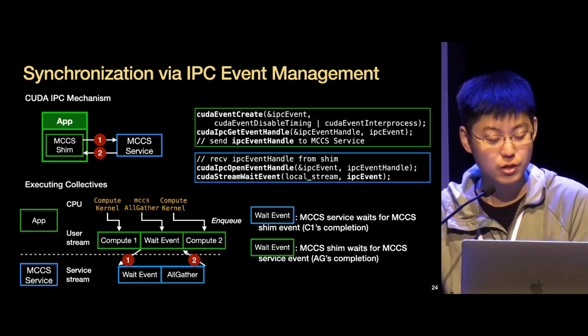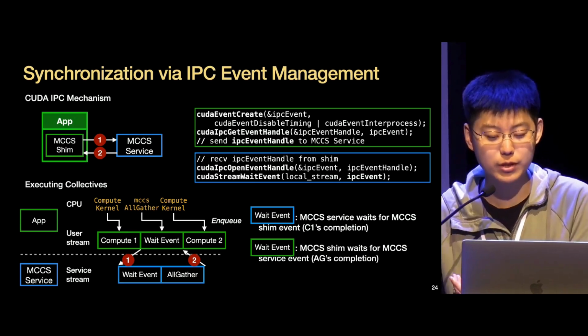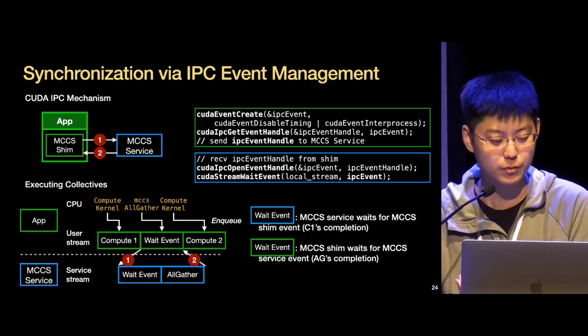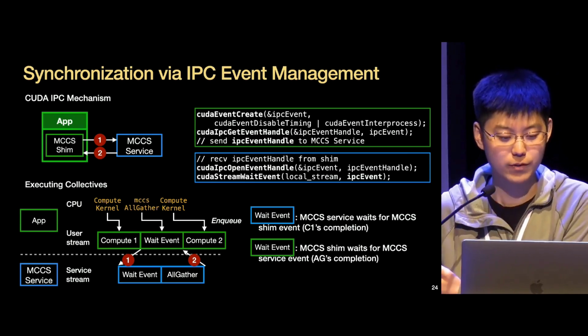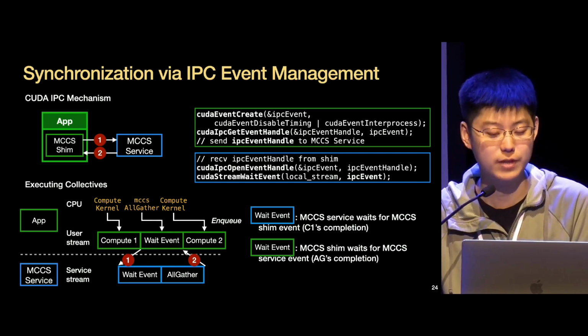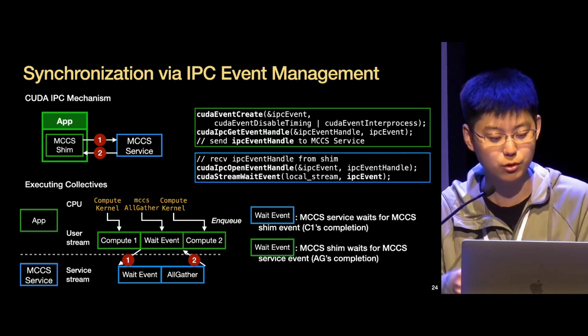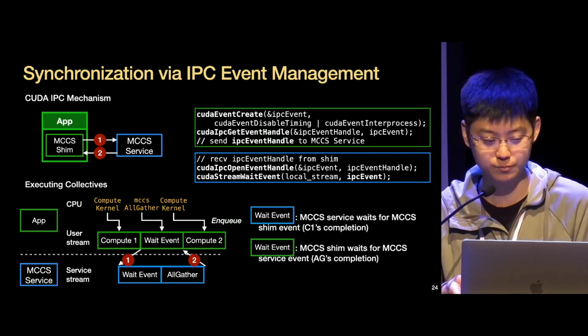In step 2, the MCCS service first waits for that event in its local CUDA stream. Then it launches allgather kernels and creates another CUDA event which represents the completion of that allgather and passes it back to the user shim. So this is showing step 2.